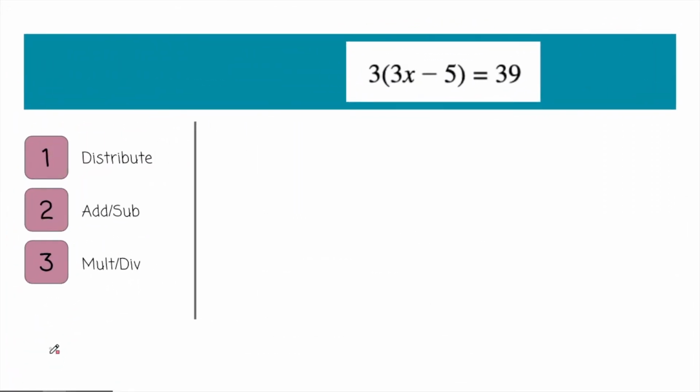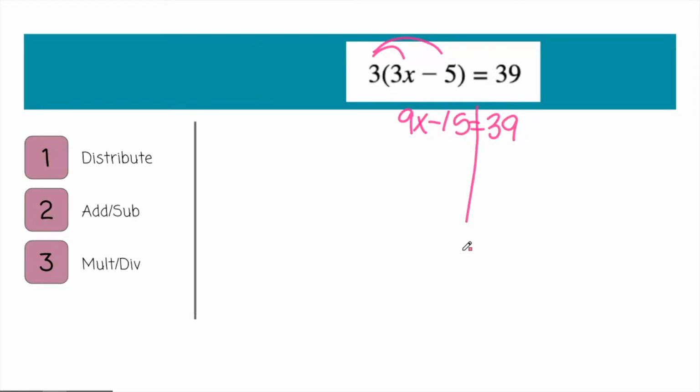In this video, we're going to practice solving multi-step equations. So this first example, I've got 3 times the quantity 3x minus 5 equals 39. The first thing I want to do is simplify anything in my equation, and in this case, I can simplify by distributing my 3. So I'm going to start by distributing the 3 to everything in parentheses. So I get 9x minus 15 equals 39.